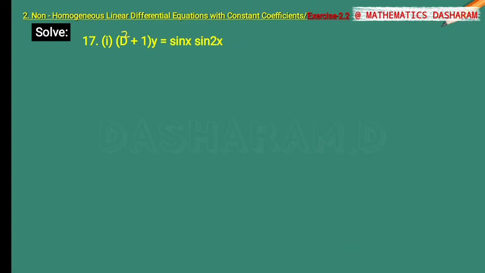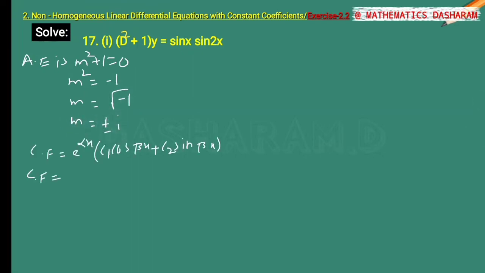In the first question, (D² + 1) y = sin x sin 2x. First the auxiliary equation is m² + 1 = 0, m² = -1, then m = √-1, m = ±i. So the roots are complex numbers, so here is the complementary function for complex roots. Let's compare with α ± iβ: the α value is 0 and the β value is 1.